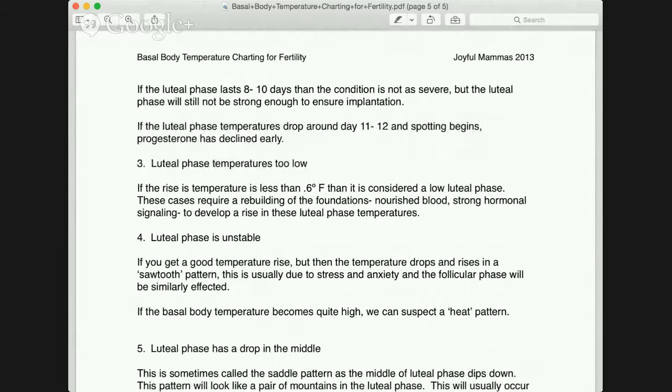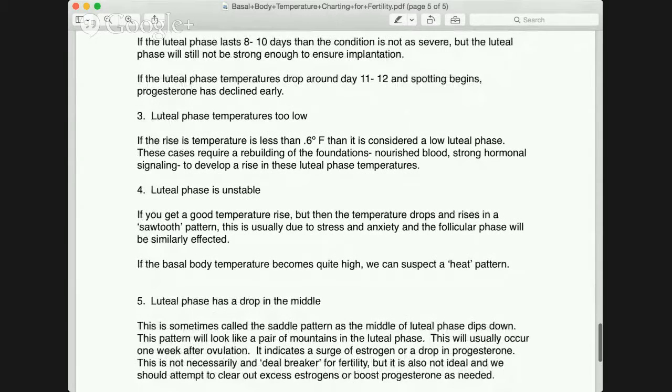So if you're having a lot of PMS and spotting and your temperatures aren't strong, then we can suspect a luteal phase defect based on progesterone low output. That is probably what's happening. Here's some similar things. What if your luteal phase temperatures are just too low? You didn't have a strong shift.